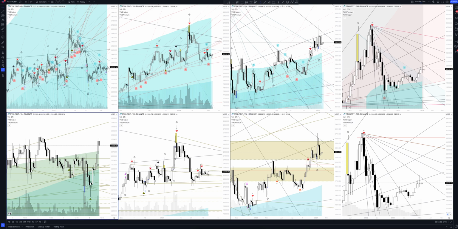Today we will take a look at Ethereum cryptocurrency. Let's analyze the market situation and find out how you can make money on it. Let's start.